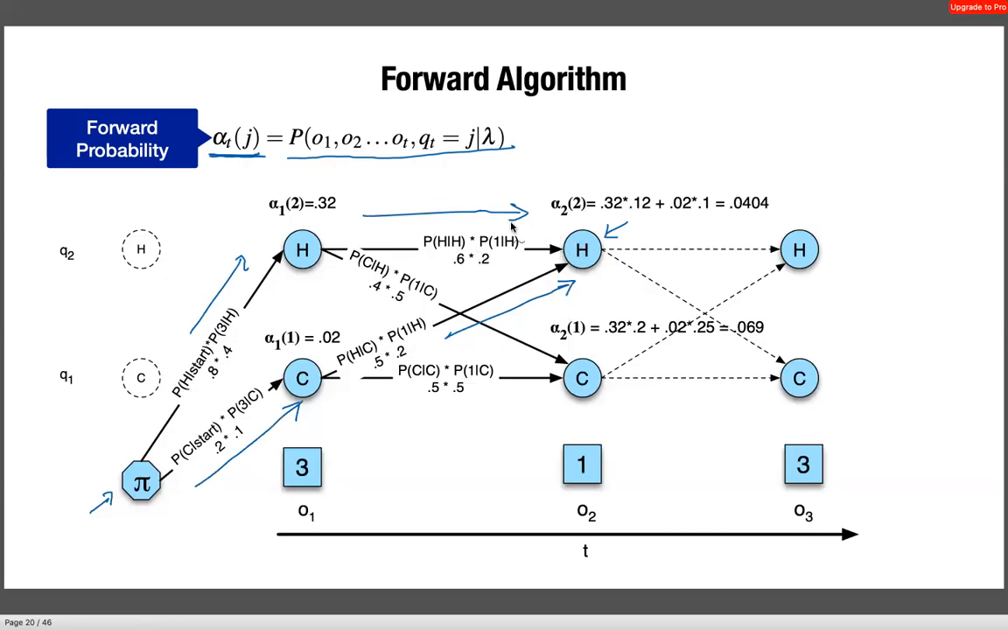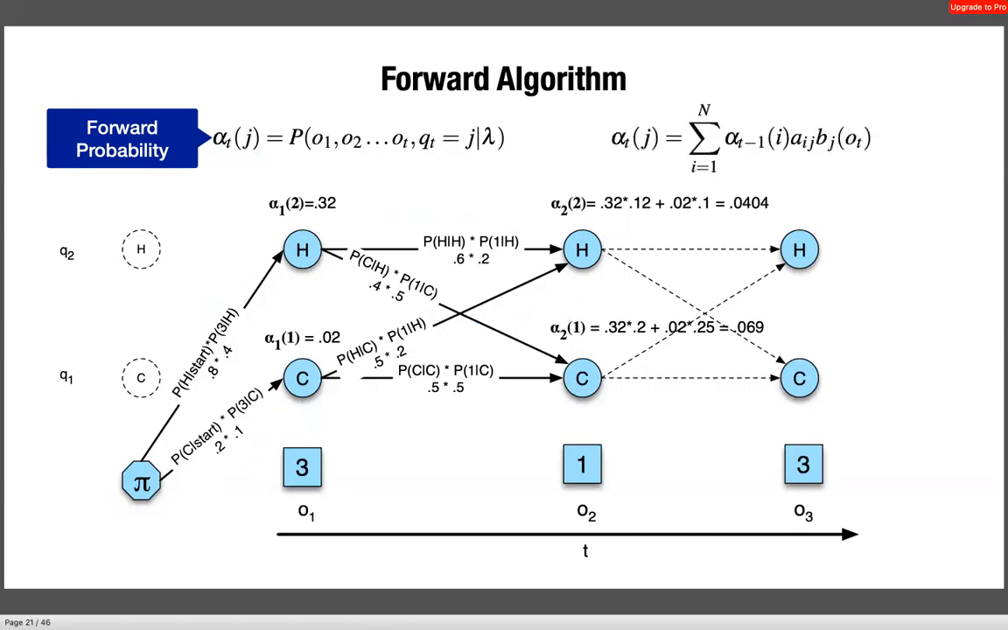You might probably see where we're going with this. There is a nice recursive formulation of the forward probability, and you can accumulate these forward probabilities just by using the forward probabilities from the previous time step. Here is the recursive form. Alpha sub t of j can be written as the sum over all i, where i is indexing your states, of alpha sub t minus 1 of i, times the transition probability of transitioning from state i to state j, times the emission probability at state j of the observation O_t.